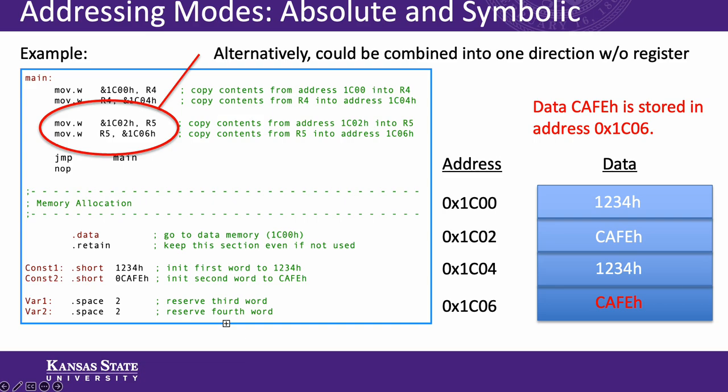Okay, and then similarly, the next pair of move instructions do a similar thing here. The first move instruction in that pair takes the data from address 1C02 and moves it into register R5, which I'm not showing here. And then the second in that pair moves the data from R5 to address 1C06. And so we've achieved what we wanted to. The data are there as shown in my memory map.